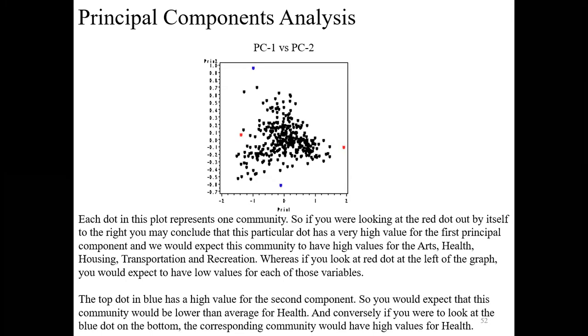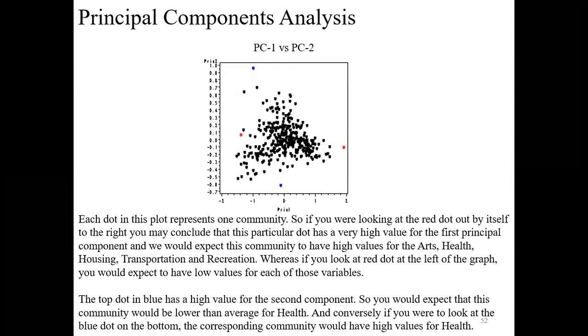One thing we often do is plot principal components against each other. So here we have principal component 1 and principal component 2 on the X and the Y axis. Each one of these represents a town, and the red values represent extreme values for the first principal component. So in order to get a high score, you would have high housing costs, high healthcare availability, high recreation, etc. So that red dot on the right is associated with all those conditions.